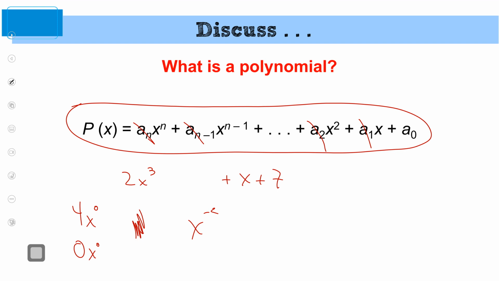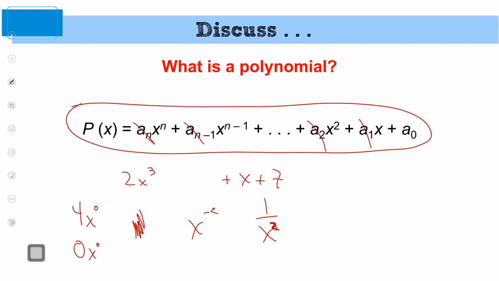It exists, but it's not. What kind of function is that? What's that called? An inverse function? Technically it's an inverse function because it's a 1 over x, but there's a more global name for that type of function. Rational function, close enough. It's a rational function.